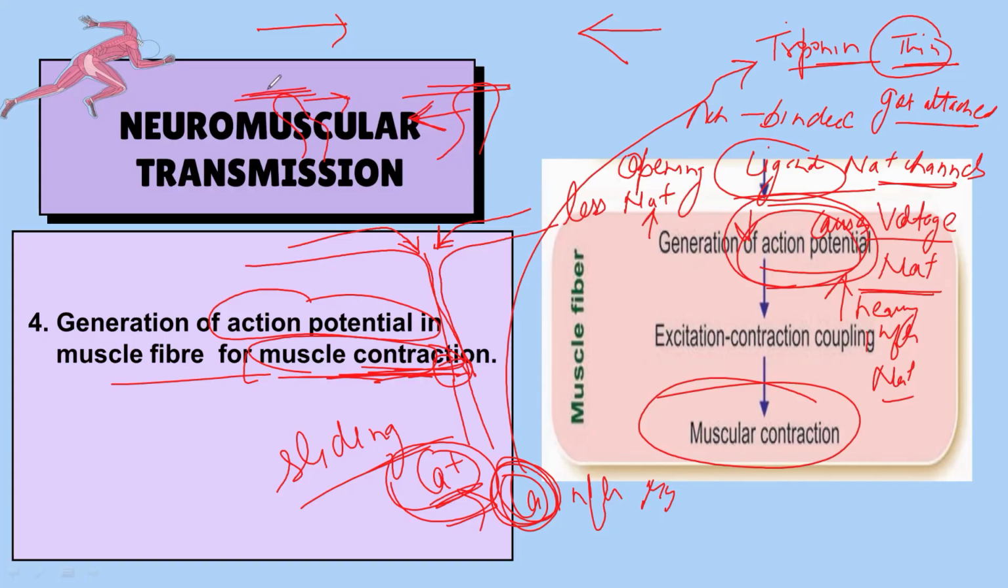So basically, these myosin heads reduce the width of the sarcomere, because there are Z lines on both sides, and these Z lines come closer when the myosin head pulls these actin filaments, and finally there is a contraction of the muscle. So finally, the action potential which is generated in the muscle fiber causes muscle contraction with the help of the sliding mechanism.